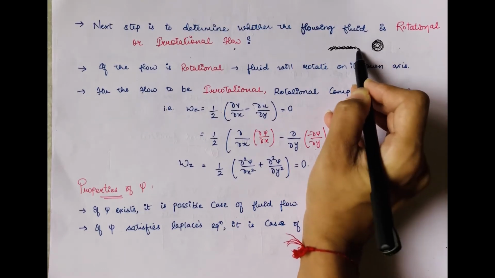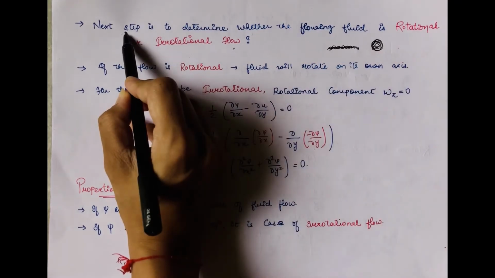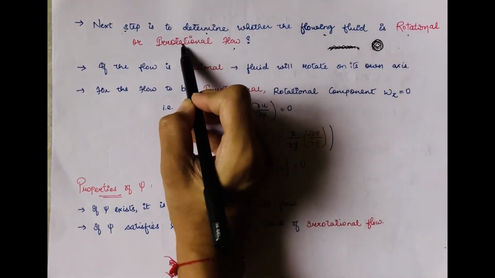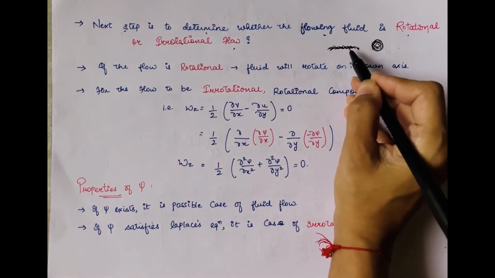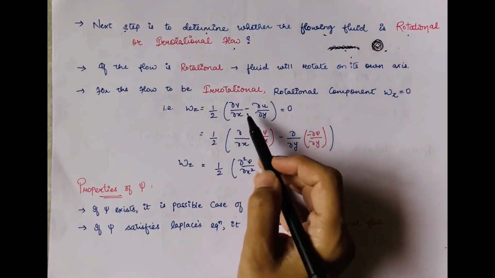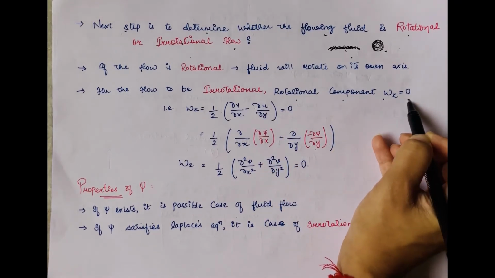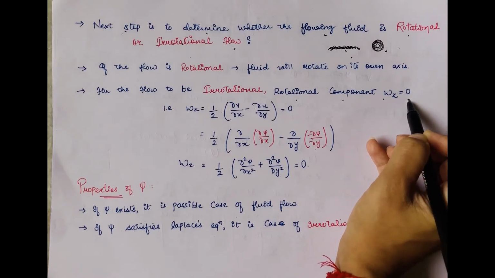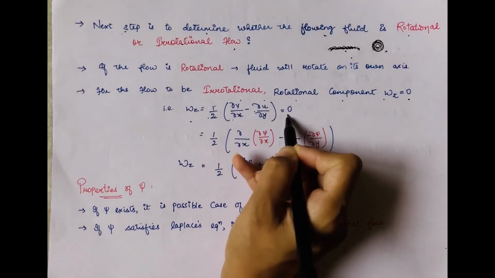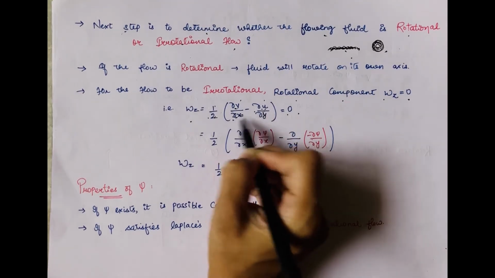So once we are confirmed through the satisfying of continuity equation that the fluid is flowing, the next step is required to determine whether the fluid which is flowing is rotational or irrotational flow. So to check this condition, whether the flow is irrotational or rotational flow, we need to determine that the rotational component Wz must be equal to 0. Okay, so Wz is equal to half of del v upon del x minus del u upon del y, equals 0. The velocity components in the other two directions are subtracted.